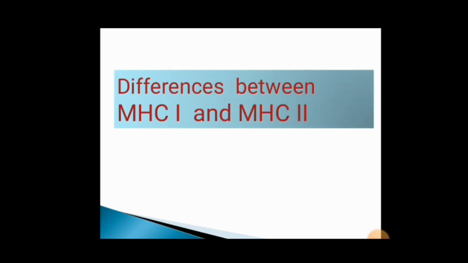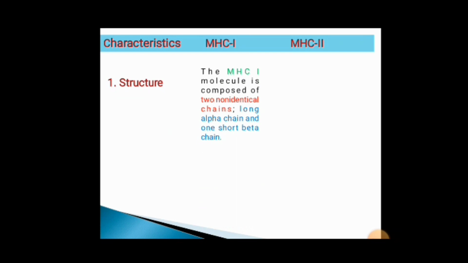Now, coming to the differences between MHC I and MHC II. The first is structure. The MHC I molecule is composed of two non-identical chains, the long alpha chain and the short beta chain. We have already discussed this in the diagrammatic structure of MHC I and MHC II molecules. MHC II molecules are composed of alpha and beta chains which are almost identical.